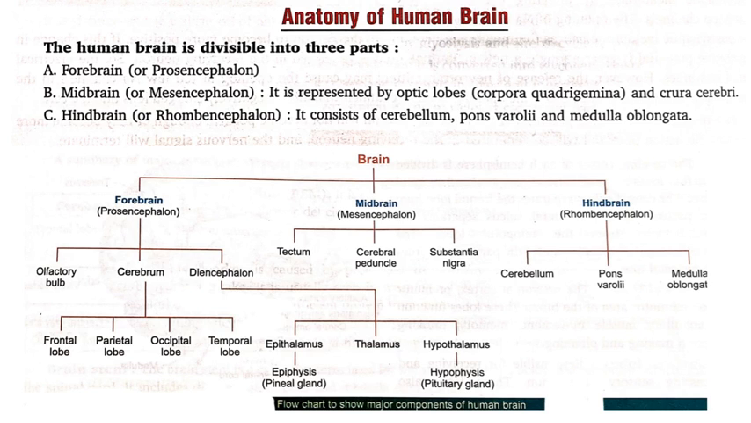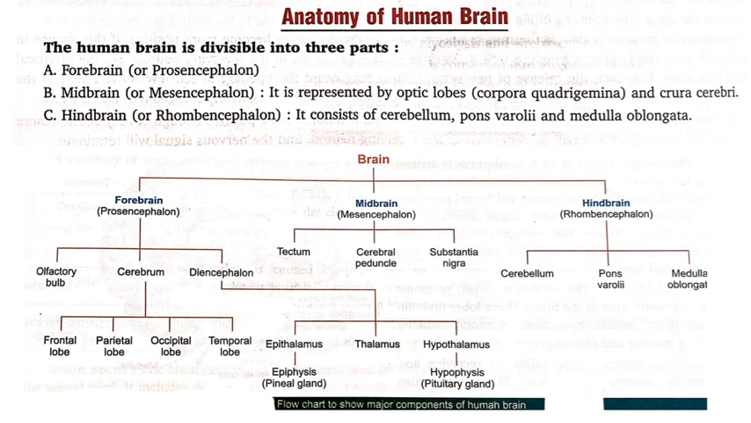Now, if we come to the anatomy of the human brain, it is divisible into three parts: the forebrain or the prosencephalon, the midbrain or mesencephalon represented by the optic lobes, corpora quadrigemina and crura cerebri, and the hindbrain or rhombencephalon, which consists of cerebellum, pons varolii and medulla oblongata. So now we'll study about the different parts of the brain, and the chart will give you all the details.